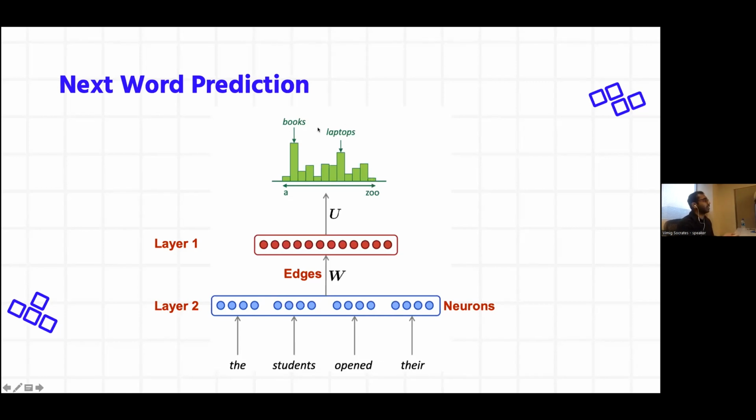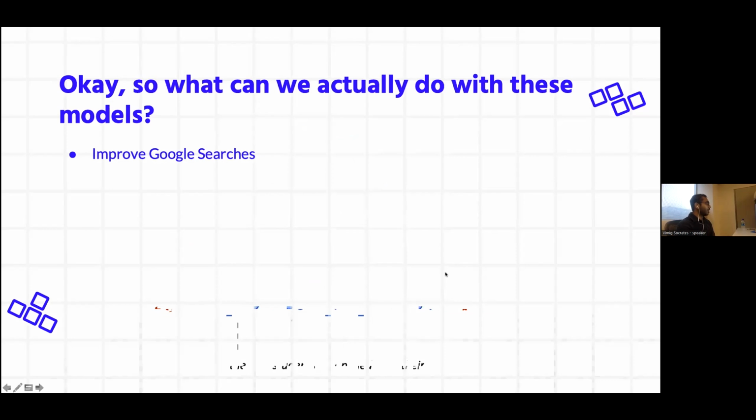And the second most likely is laptops. But for example, the word zoo is very, very unlikely because it's very rare that the neural network has ever seen a sentence that says the students opened their zoo. Although that would be cool to have a zoo. Okay. So that sort of explains a little bit about how these models work and how we train them and how we get them to understand language.